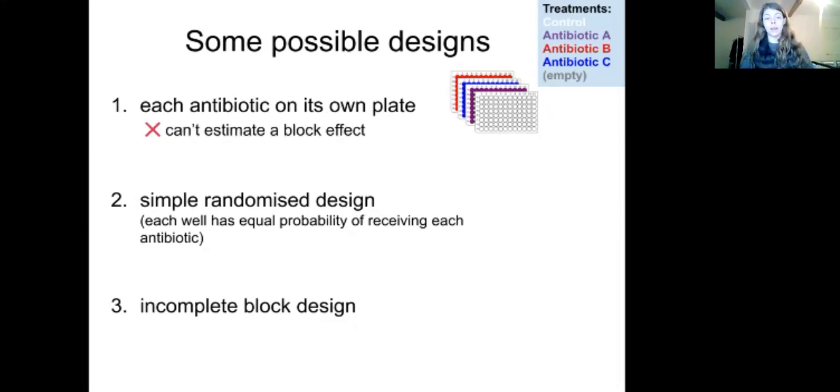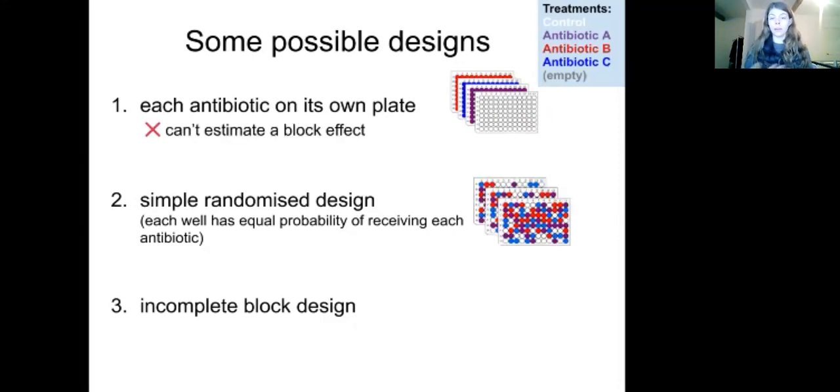The second design would be to randomize each position on the 96 well plate with a different antibiotic or with the antibiotic-free control. Sorry, I forgot to mention. This is a perfectly reasonable design from an analysis point of view, because by randomizing the position of the antibiotics and the control, we partition any noise introduced by the spatial aspect equally across all the different antibiotic treatments.